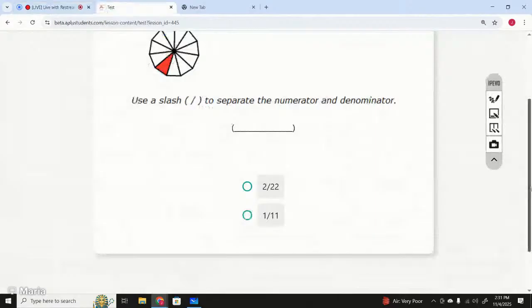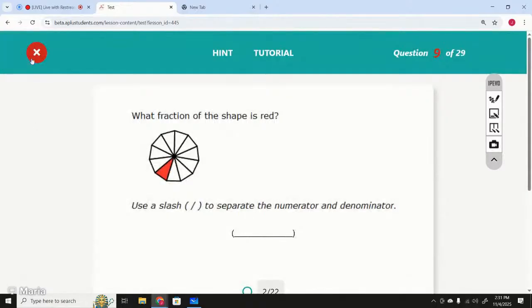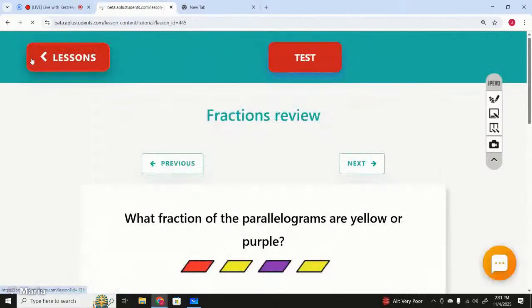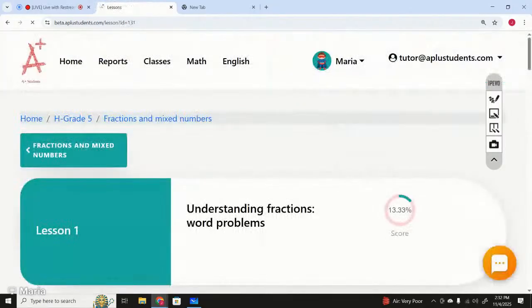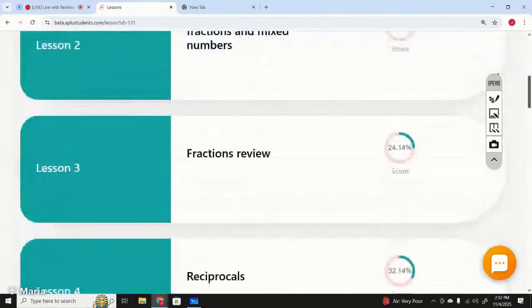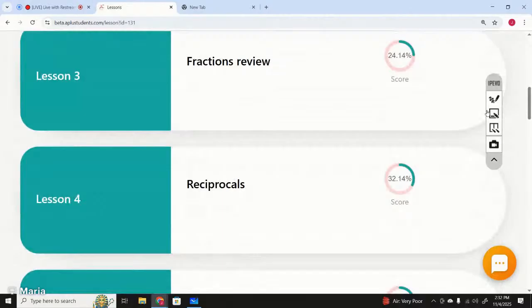Okay, you can complete the lesson by yourself later today. Let me just move on to the next lesson. The next lesson is reciprocals. Let's just start with the lesson.